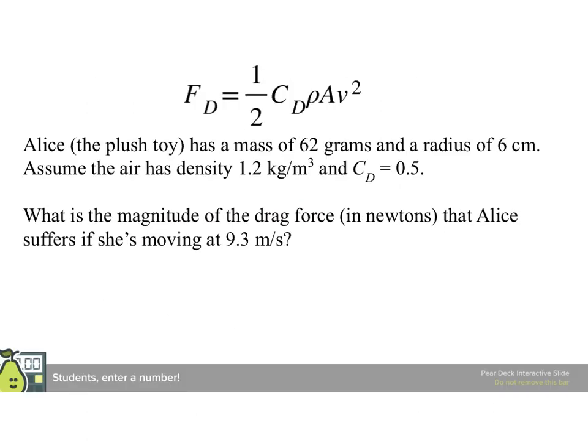So let's do a simple calculation. Alice, the plush toy, has a mass of about 62 grams and a radius of about 6 centimeters. Assume the air has a density of 1.2 kilograms per meter cubed and that the coefficient of drag is 1/2. Find the magnitude of the drag force in newtons that Alice suffers if she's moving at 9.3 meters per second.